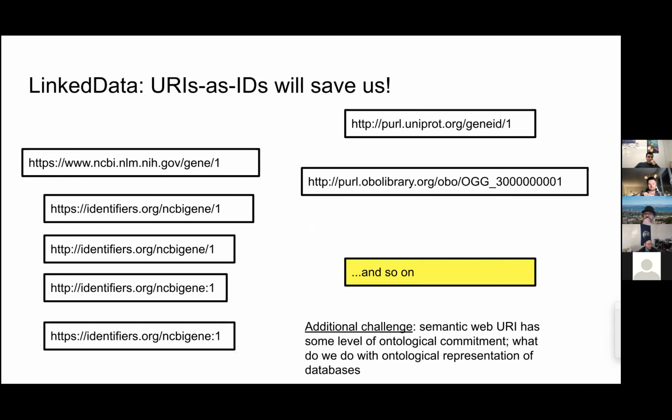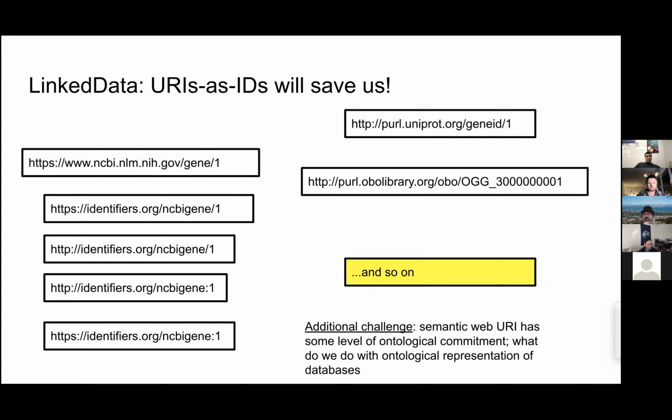This is what linked data can save us with, because instead of these ambiguous ways to write IDs, we would have a common system of URIs to be able to write things. But of course, there are many different ways to write URIs for one particular entity.